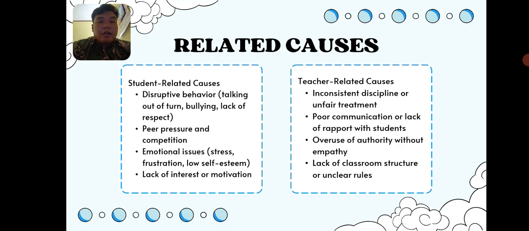If the teacher is unfair or inconsistent in giving discipline, students might feel angry. Poor communication, like not listening to students or speaking harshly, can also cause tension. And if the classroom rules are not clear or the teacher is too controlling, students might resist.